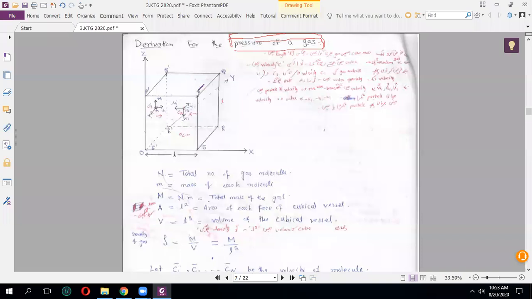Suppose we have a container, and the gas is filled in this container. Now we know that gas is made up of tiny particles. Each tiny particle has a speed. Suppose this tiny gas particle's speed is C1, and this one's speed is C2. We know that a gas has an infinite number of particles, so we cannot keep giving numbers like C1, C2. So how can we represent each gas particle? Suppose there are n gas particles, their speed is C, so we can represent it by Cn.